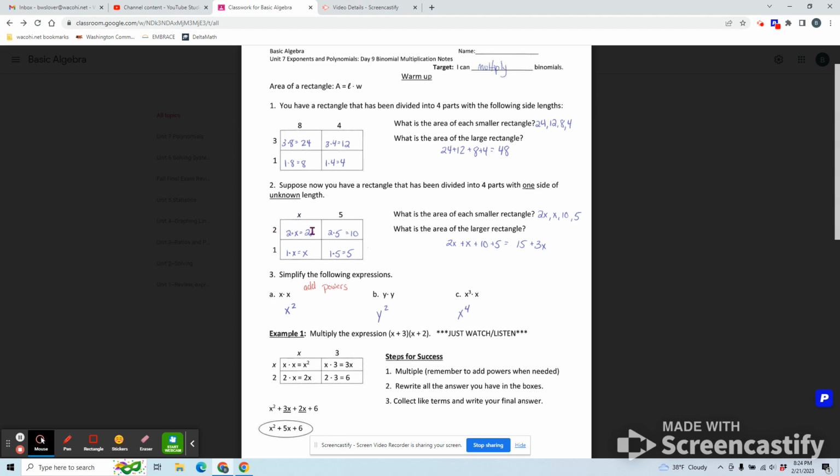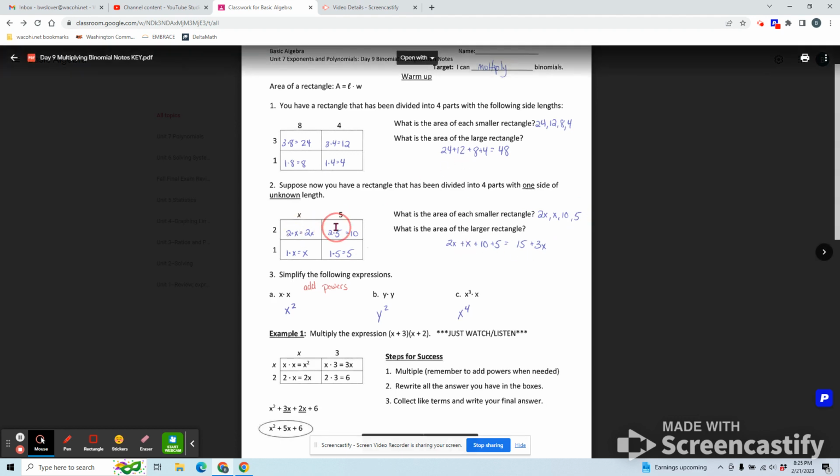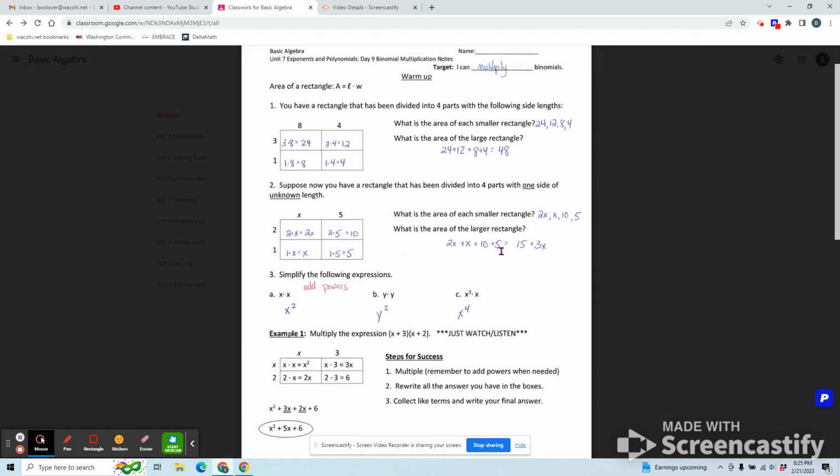So 2 times x is 2x. 2 times 5 is 10. 1 times x is x, or 1x. 1 times 5 is 5. So there's the area of the smaller ones. And then it asks, what is the area of the larger one? Same thing as I did up here, I add all 4 boxes together: 2x plus x plus 10 plus 5.